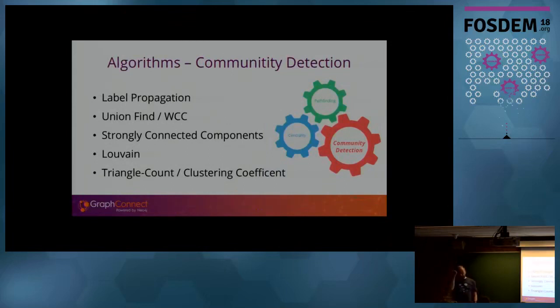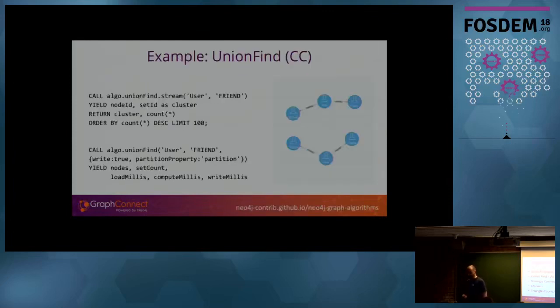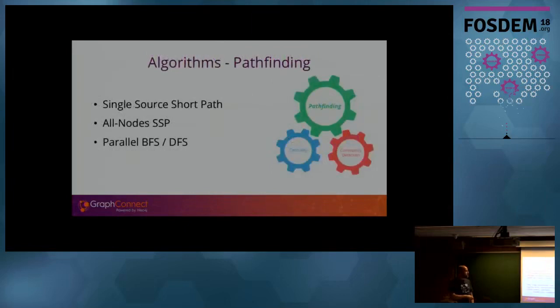So for community detection, we currently have label propagation, union-find, so weakly connected components, strongly connected components, Louvain, and we also added triangle counting, which is not really a community detection algorithm, which was quite interesting. And things that we want to look into going forward are something like walktrap and infomap as higher quality community detection algorithms. And here are examples again. These examples look similar, but in the demo section we see how they work in detail.